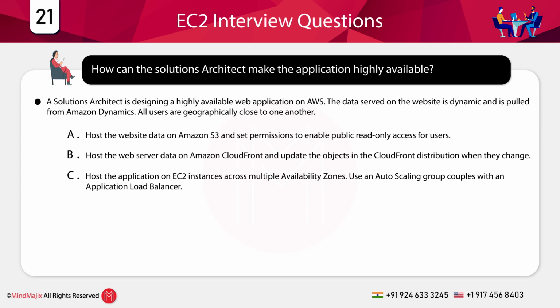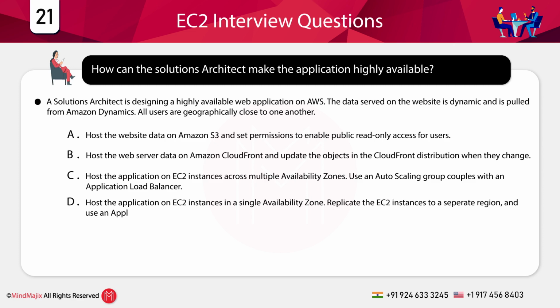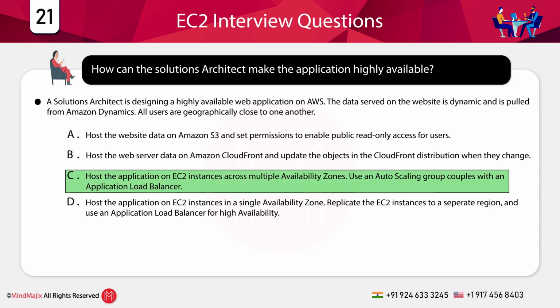Let's see option number D. Host the application on a single availability zone. Now if it's a single availability zone, the application is not highly available. Replicate the EC2 instance to a separate region and use Amazon for high availability. So I'll not go with D because it hosts the application in a single availability zone only. So here the answer will be C.